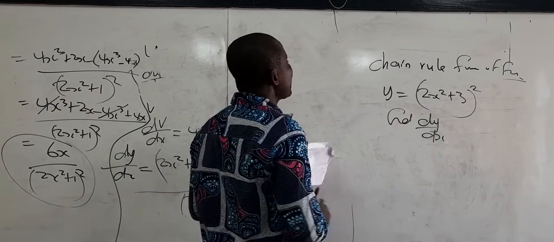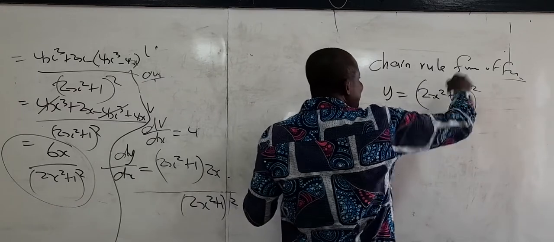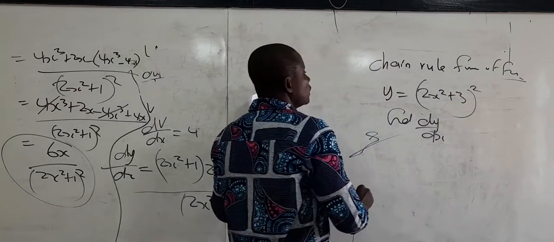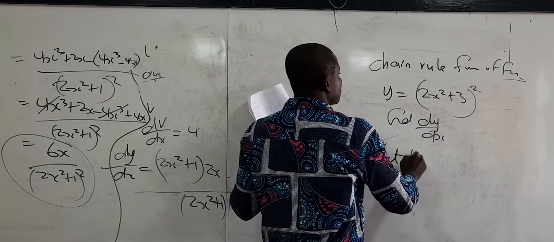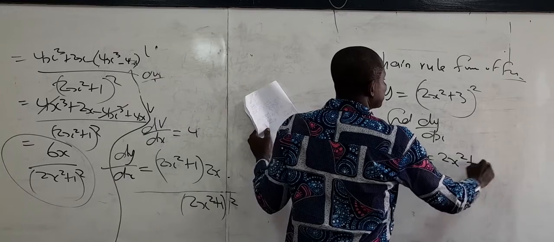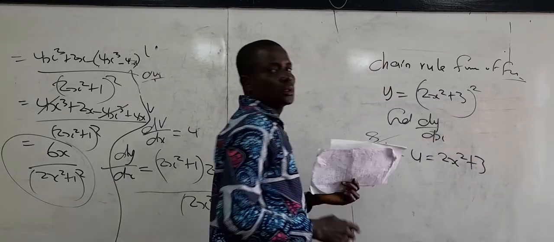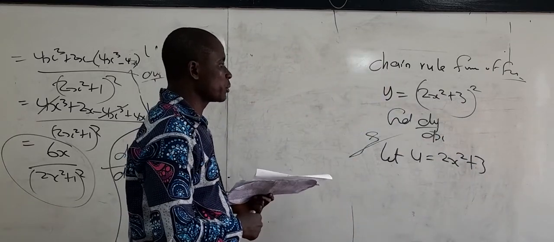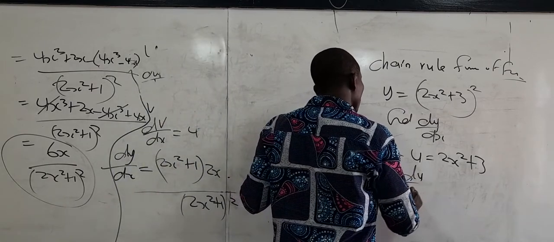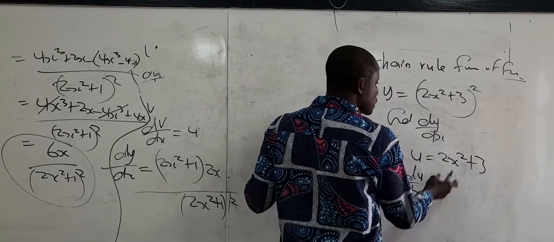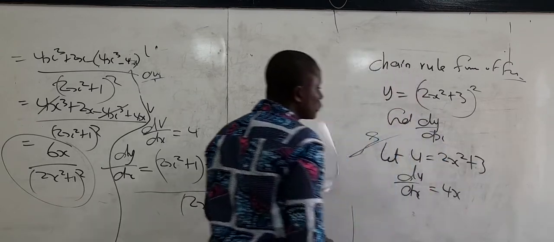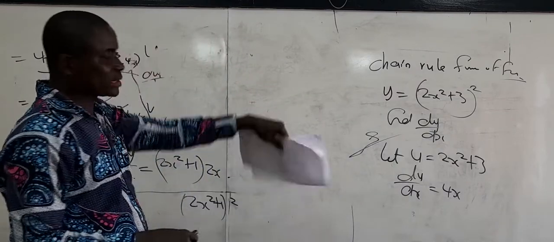Now, here it is a function within a function. So in the solution, you let u be 2x squared plus 3. That's what is within; you make it u. The moment you do that, you differentiate: du/dx, the constant goes to 0. You remember that? We have done this already.